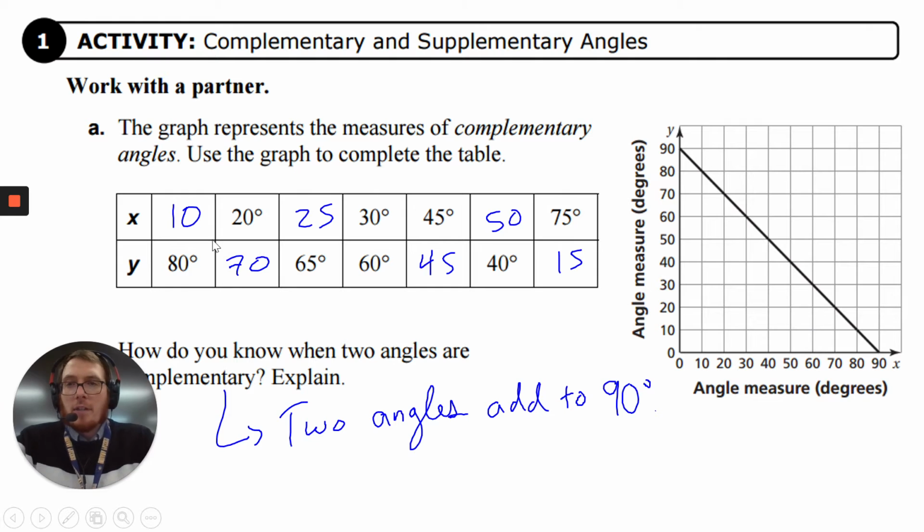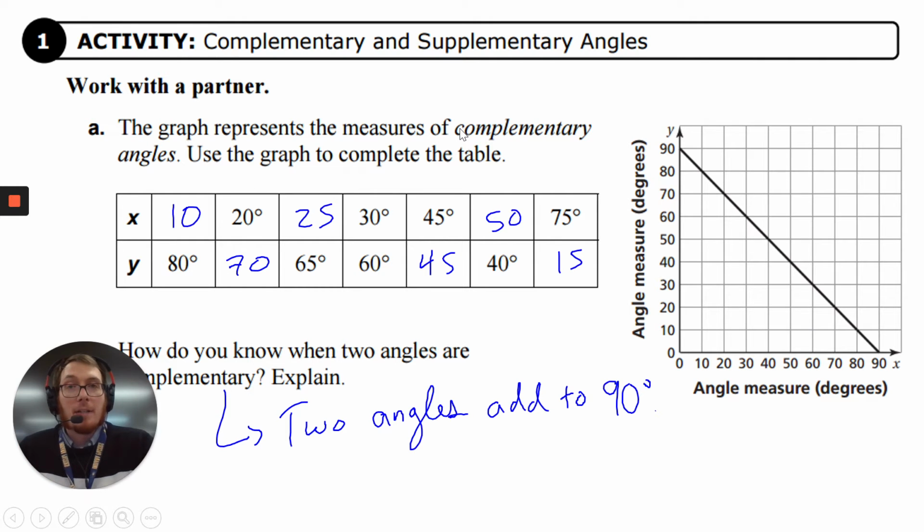And I could go through all of these. If x is 10, y is 80. If x is 20, y is 70. If x is 25, y is 65, etc. All down this list. You should notice something about when you take x and y and add them together. 10 plus 80 is 90. 70 plus 20 is 90. 30 plus 60, 90. 50 plus 40, 90. 45 and 45, 90. So this is what's known as complementary angles.